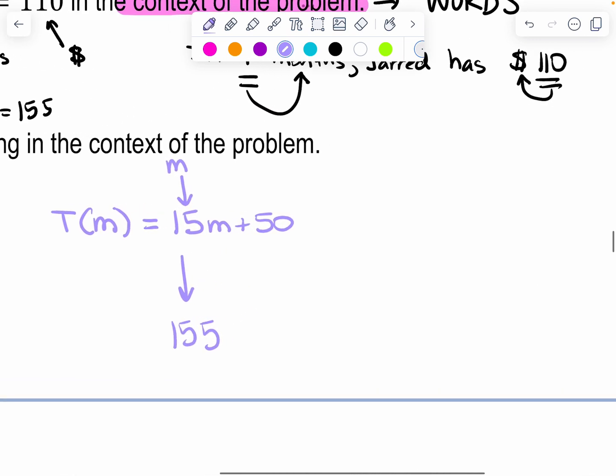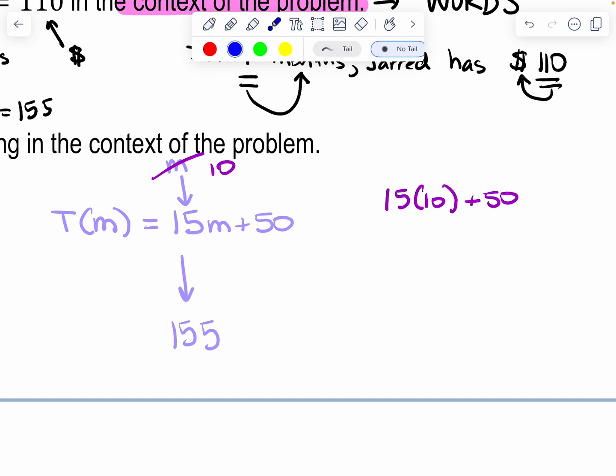So we can do this in lots of different ways. The first easiest way probably is just a guess. Like, what do I have to put in place of M? So let's just see what happens if I put in maybe like 10. So if I replace the M with 10, make the M be 10. So if I put 15 and 10 together, I'm going to get 150. 150 plus 50 is 200. So 10 went in, 200 came out. That's too high. I need 155 to come out.